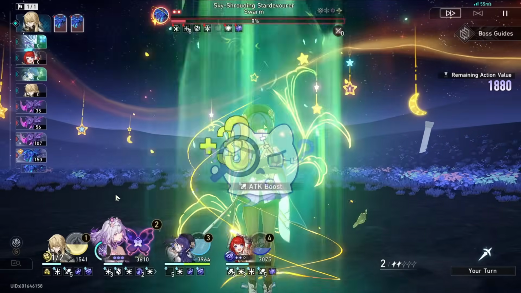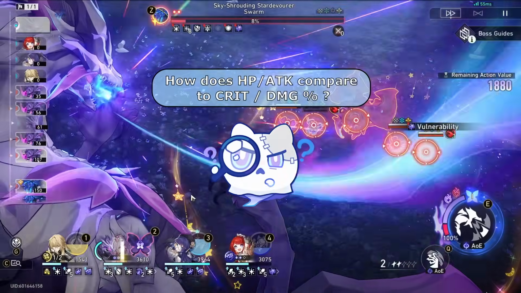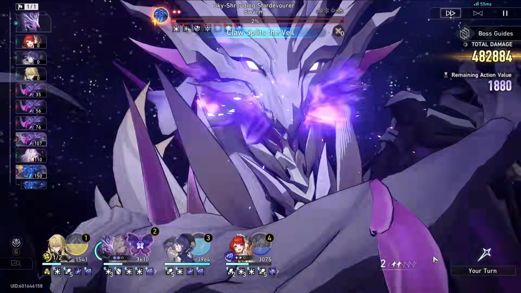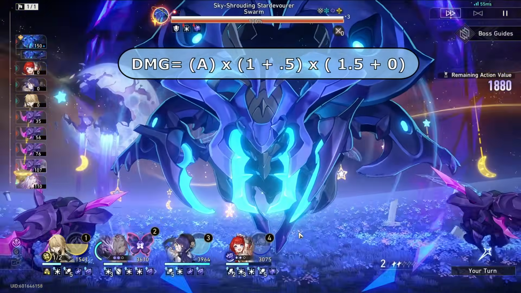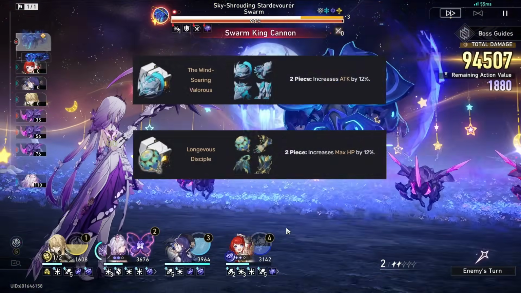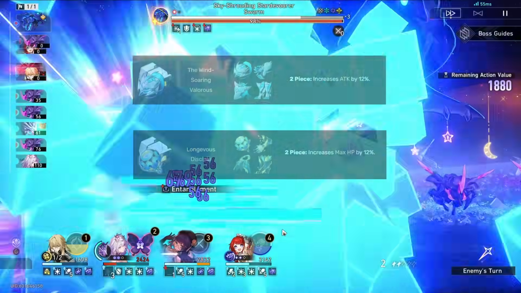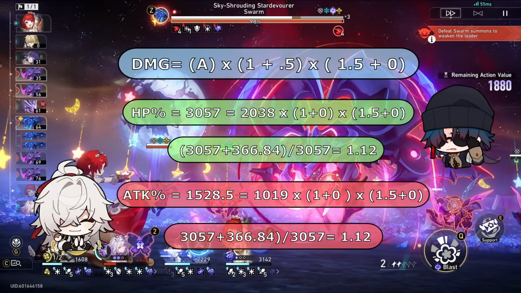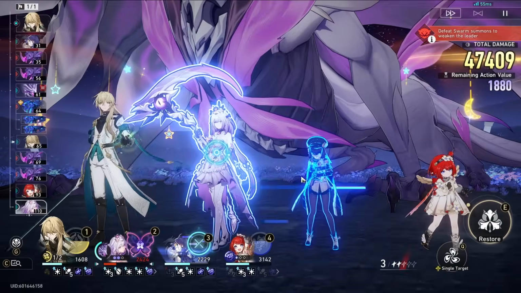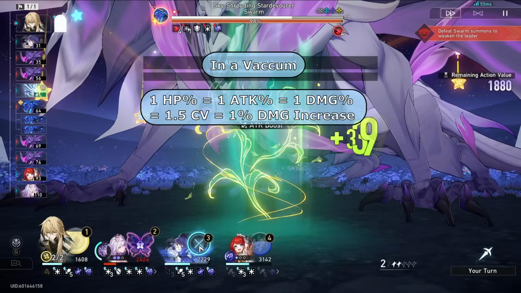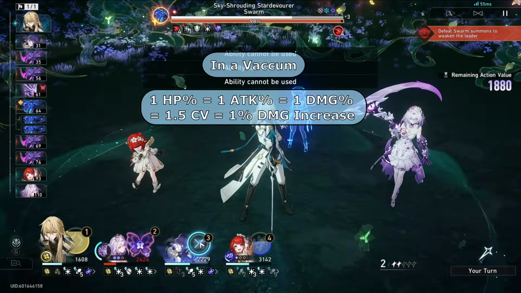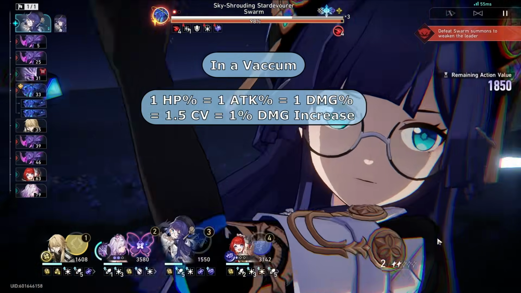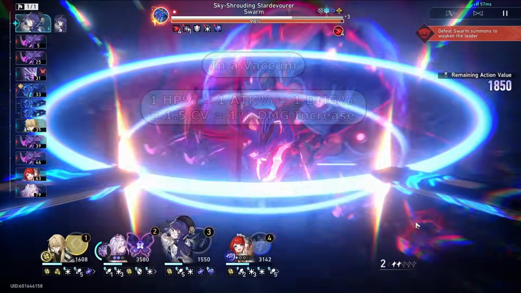Now, the next question, how does HP or attack compare to crit or damage percent? Well, thankfully, we can do the same type of conversion again via the two-piece relics, with us getting 12% attack and HP. I'll put the math on the screen. As you can see, both are 12% damage increases. Or in other words, a 1% HP or attack increase is a 1% damage increase, which would equate to a 1% damage bonus or 1.5% crit damage.